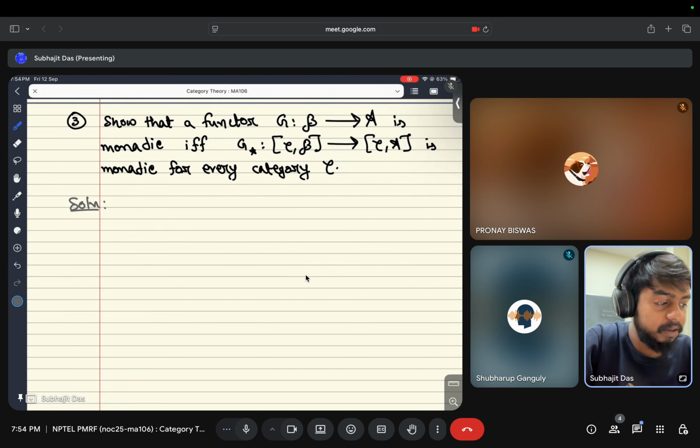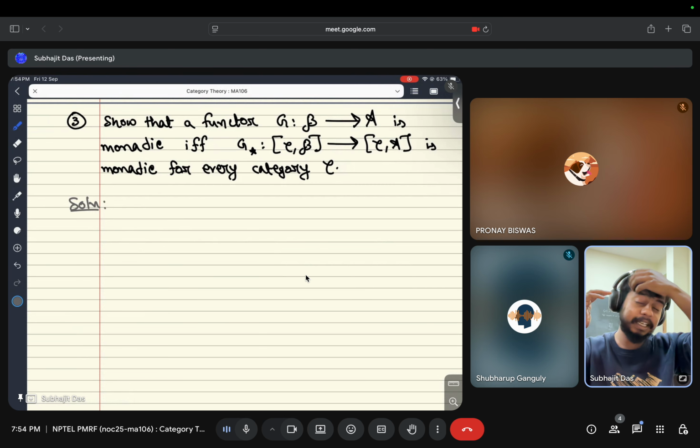Sorry, yeah. We have our previous notation G lower star from C comma B to C comma A.